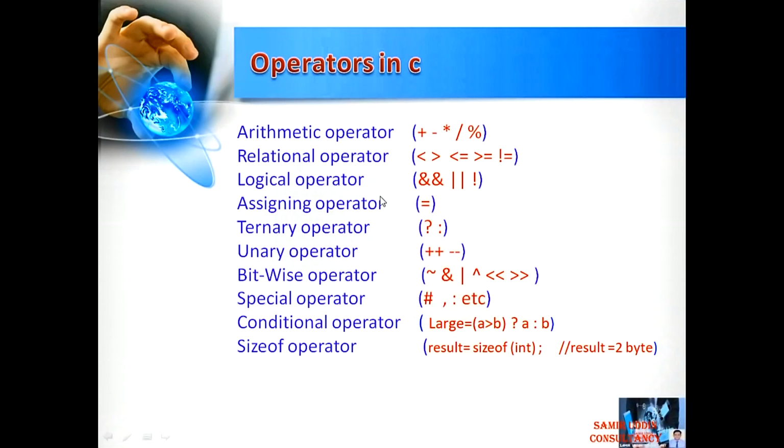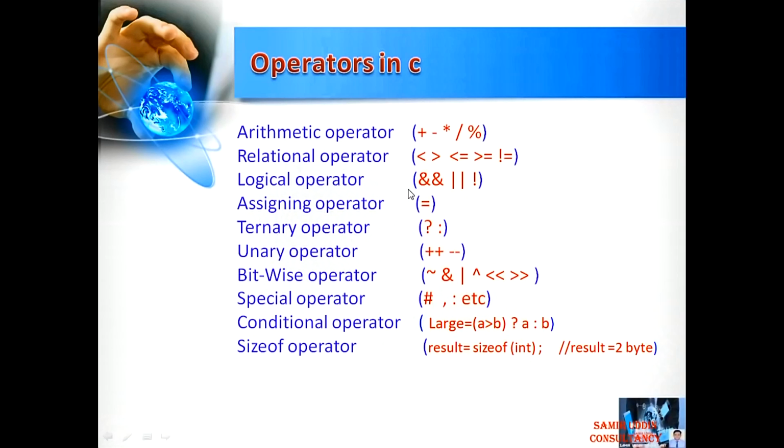Next is the unary operator. Generally, there are two types of unary operators, increment and decrement. Increment has prefix and postfix. Also, decrement has prefix and postfix. Increment increases the value of a variable by 1. In decrement, the value of a variable decreases by 1. We will also discuss these two unary operators later.